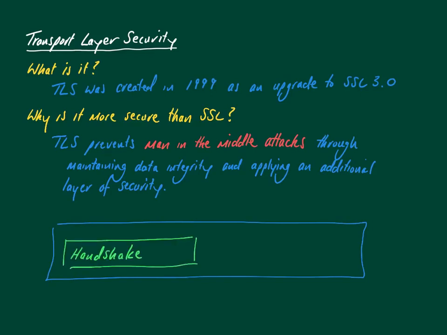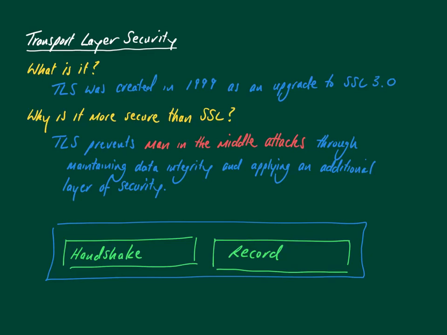Now these are where people pretending to be the server or the client can intercept some of the data and add their own authentication to it. But TLS prevents man-in-the-middle attacks through maintaining data integrity, i.e. so that the data is the same when it leaves the client and when it appears on the server, and vice versa. And it also applies additional layers of security that weren't previously available in SSL 3.0.